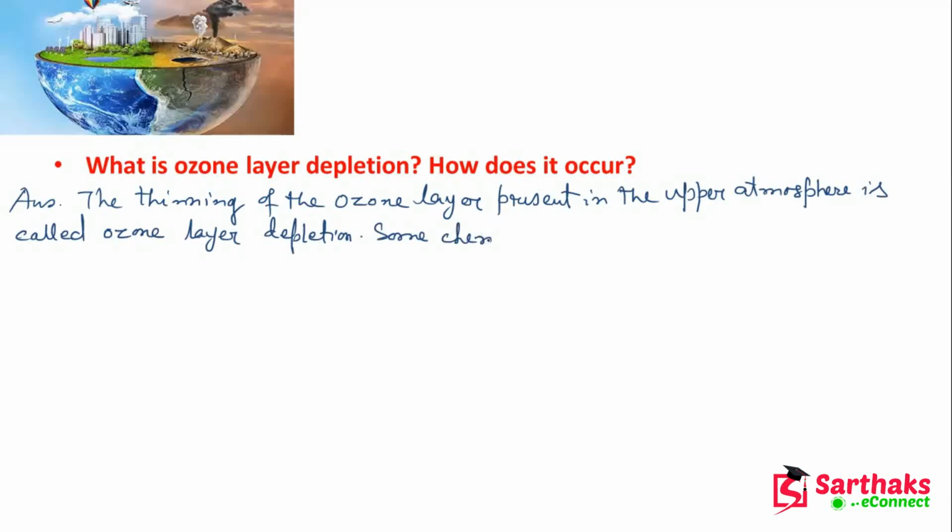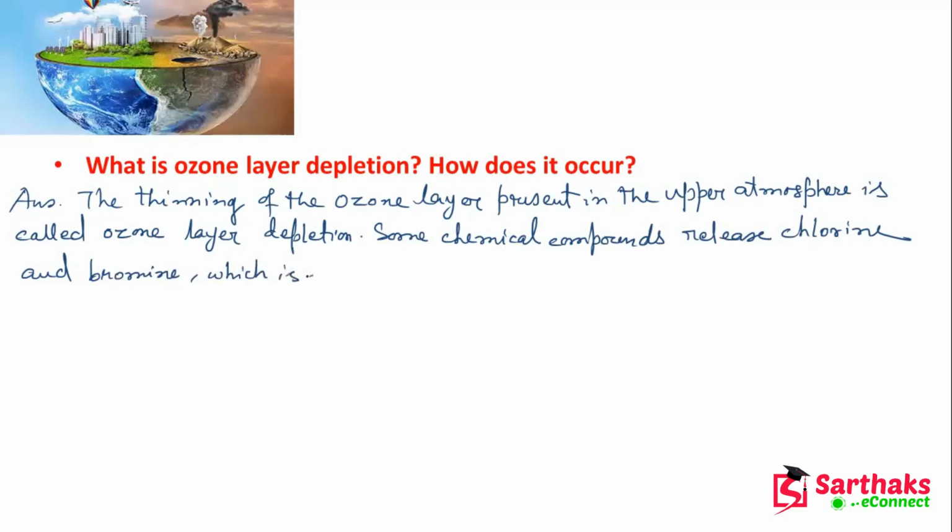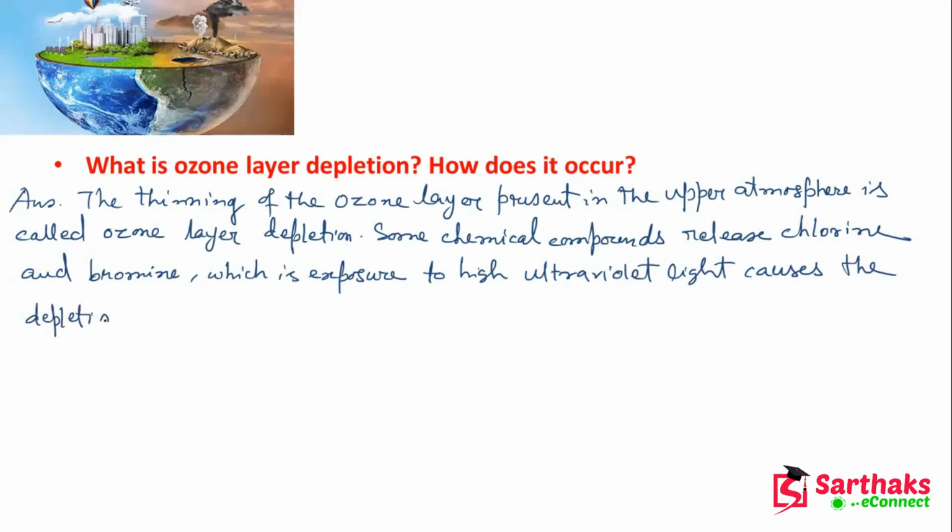Some chemical compounds release chlorine and bromine, which on exposure to high ultraviolet light cause the depletion of ozone. Okay.